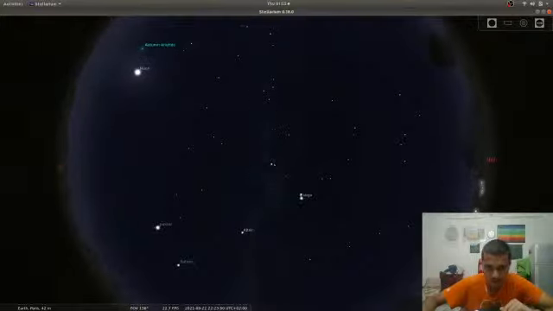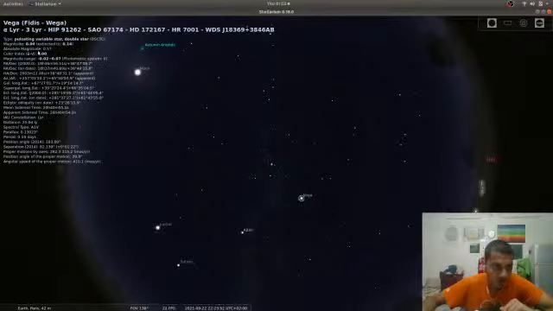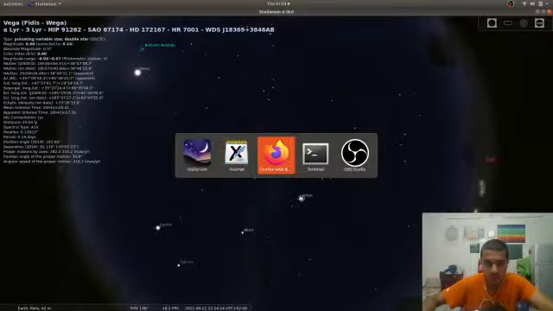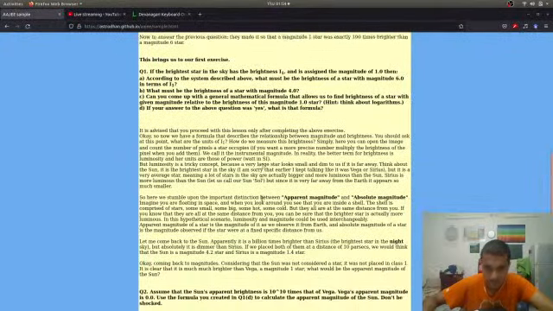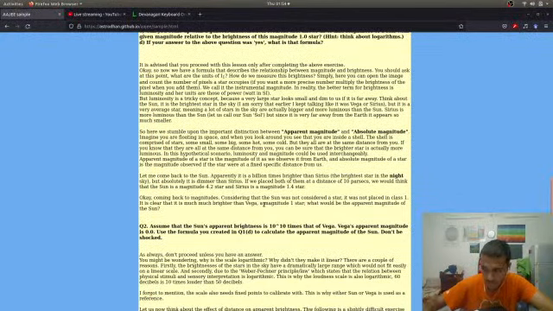Okay. I came to Stellarium to show you that you have absolute magnitude and you have magnitude, which is apparent magnitude. Here it says 0.07 and the absolute magnitude is 0.57. So that means the star must be closer than 10 parsecs. 10 parsecs, I think, is the distance that we consider for absolute magnitude.